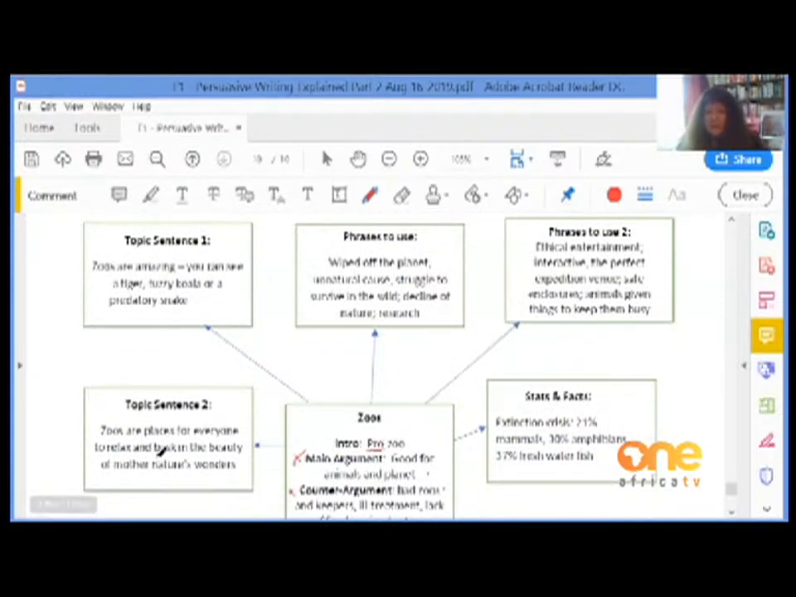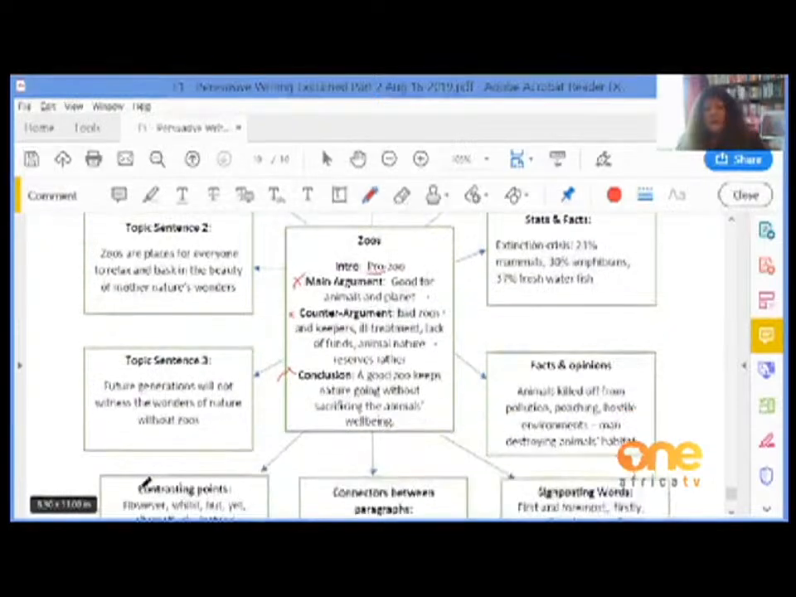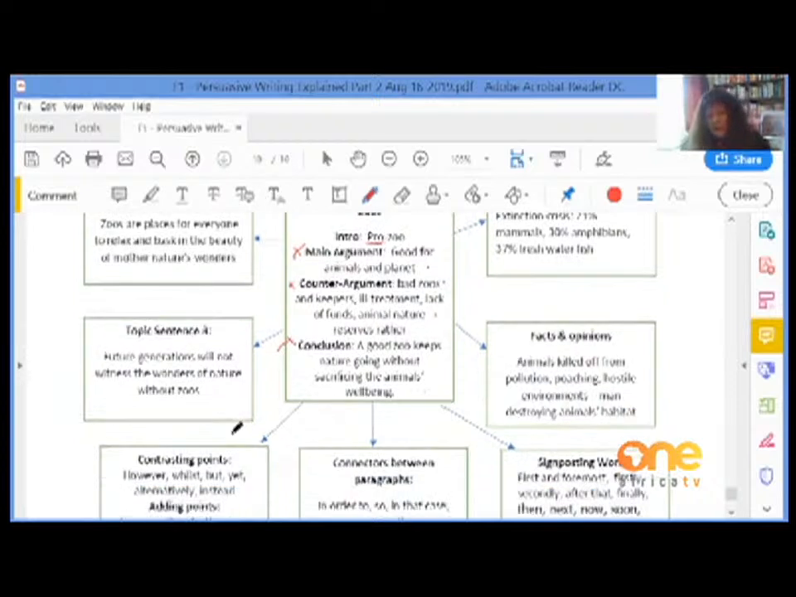Then you're going to have another topic sentence 2. Zoos are places for everyone to relax and bask in the beauty of Mother Nature's wonders. And you'll back all that up with evidence. Then you'll have another topic sentence. Future generations will not witness the wonders of nature without zoos. Maybe you're going to discuss, gosh, all the animals are going to be wiped out if we can't keep them safe somewhere. Maybe they're not going to be safe out in some animal reserve between pollution, lack of food, lack of water, poachers, all that stuff. Okay, so that's your kind of main points you're looking at.